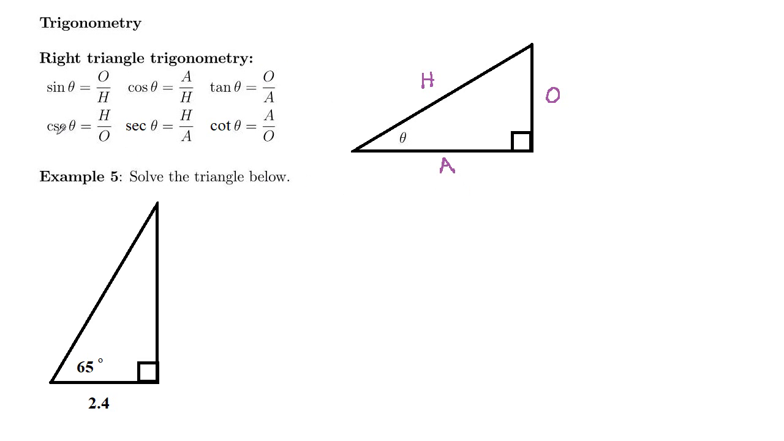And then cosecant is reciprocal of sine, hypotenuse over opposite. Secant's reciprocal of cosine, hypotenuse over adjacent. And cotangent is reciprocal of tangent, adjacent over opposite.